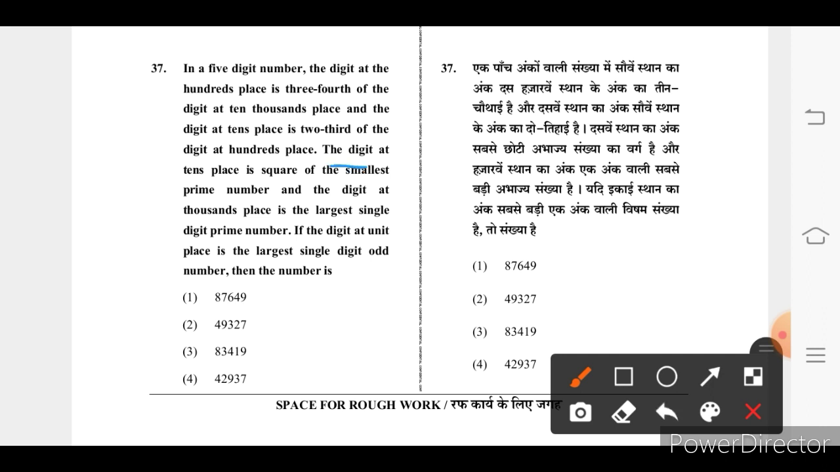Observe this. The digit at tens place is square of the smallest prime number. What is the smallest prime number? Smallest prime number is 2. Square of the smallest prime number is 4. What is the tens place? First we have ones, tens, hundreds, thousands, 10,000. So tens place is the second number from the right. Where is 4? In the first option we have 4. So first option is correct.